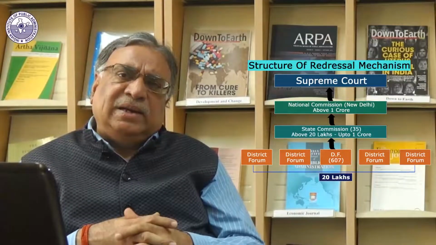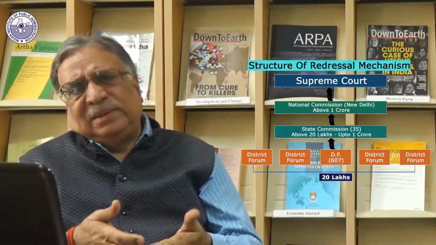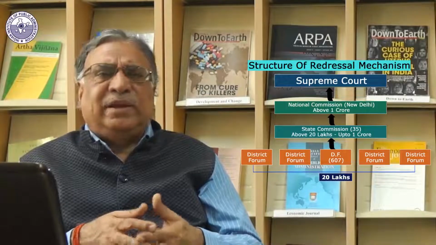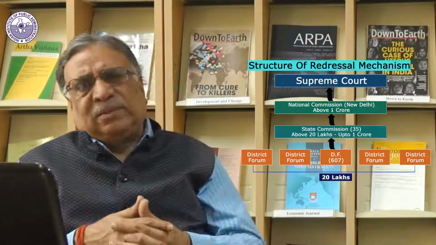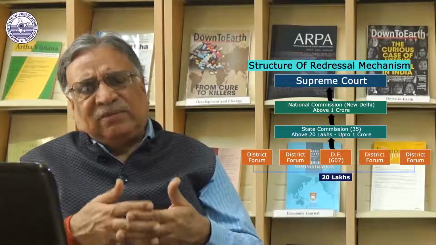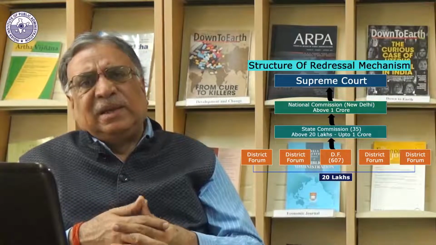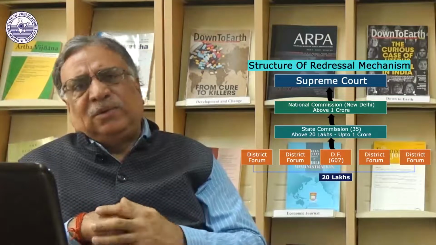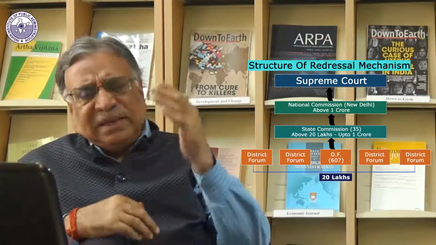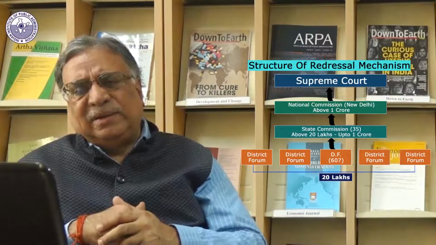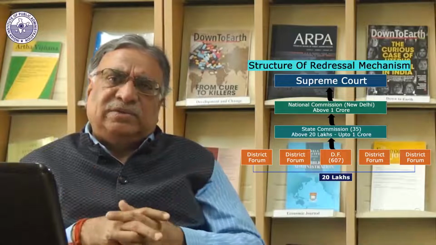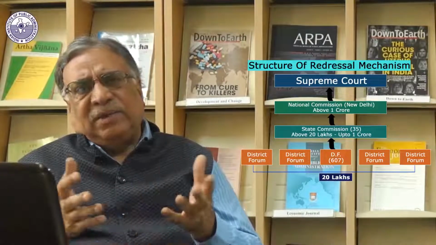Now, the final adjudication of the complaint goes to the Supreme Court, which is very rare. Only when there are very high profile cases, where legal interpretations and constitutional issues are involved, then it goes to the Supreme Court. So these are the structures of redressal. At the district level, we have the district forum, then at the state we have the state commission, and at the national we have the national commission, and then the Supreme Court.